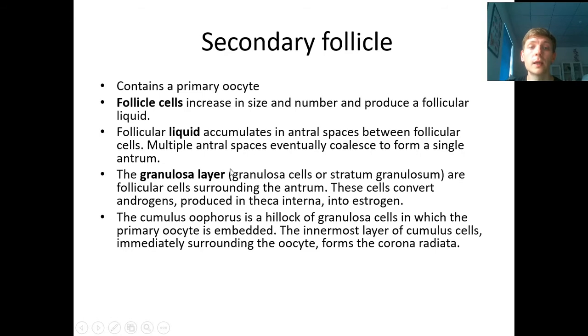The granulosal layer, or stratum granulosum, are the follicular cells surrounding the antrum. So you see, these follicular cells are converted into granulosa cells. Granulosa cells are endocrine active cells. They surround the antrum. These cells convert androgens produced in the theca interna into estrogen. And cumulus oophorus is a hillock of granulosa cells in which the primary oocyte is embedded. The innermost layer of cumulus cells immediately surrounding the oocyte forms the corona radiata.